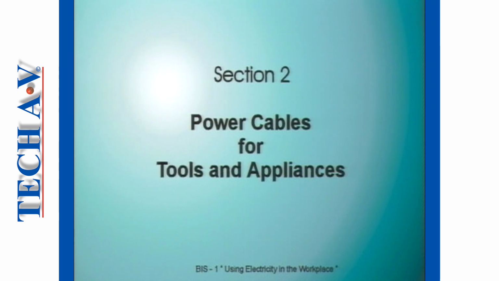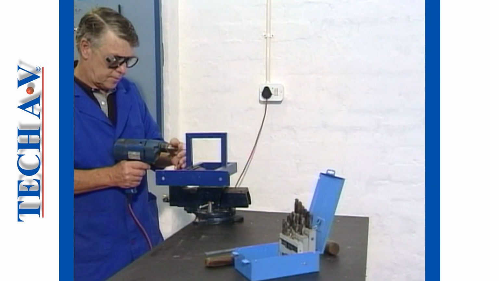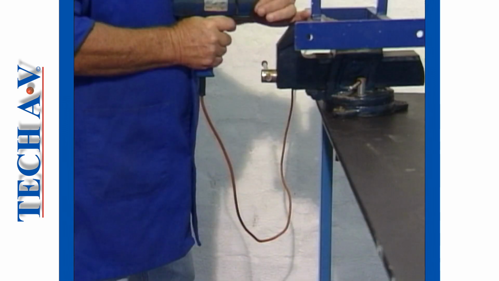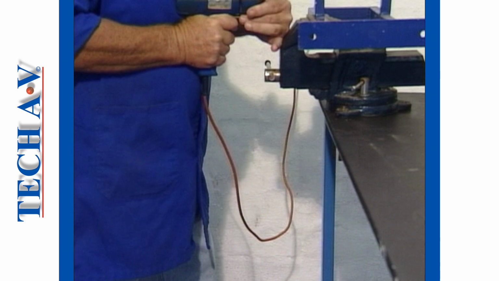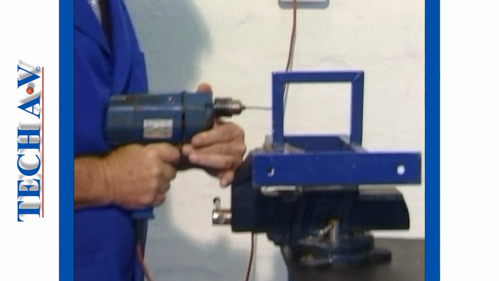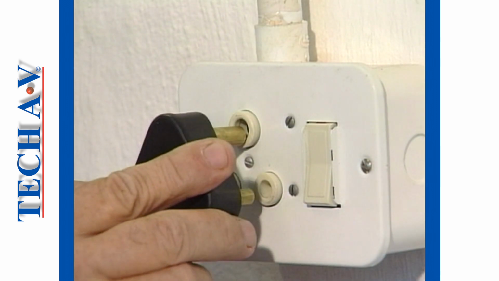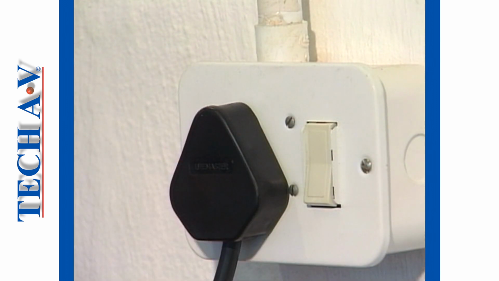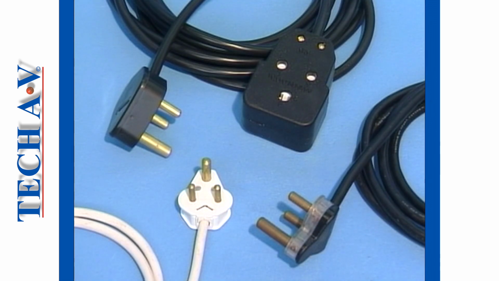In this section of the program, we are going to look at power cables. The power cable, also called a power cord or power lead, is the flexible connection between the appliance and the wall socket. Attached to the end of the cable, you will find a plug. The plug provides the physical and electrical connection between the wall socket and the power cable. Plugs will be discussed in the next section.